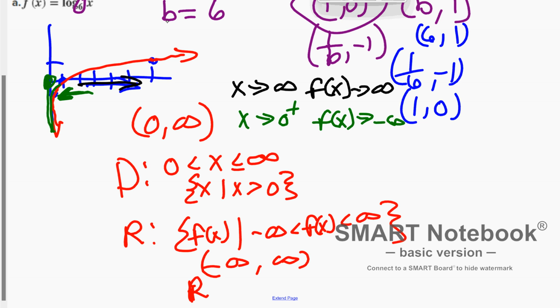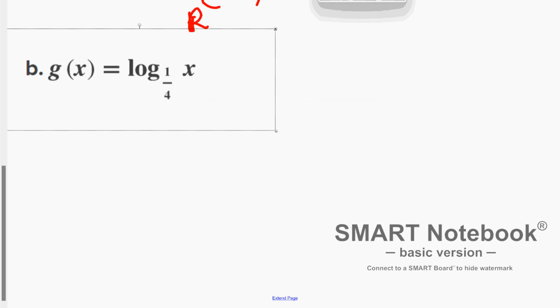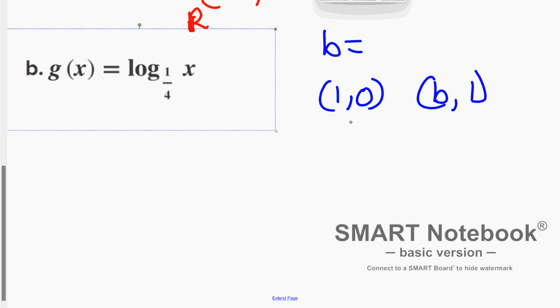So hopefully you can do that. Just find your base. Let me pause this. I'll give you a problem you can do on your own. Identify what your base is. Once you know what that base is, then you can write these points: b comma 1, and then 1 over b, negative 1. Once you have those points, then you can draw your smooth curve. And then you can label your domain, your range, and all that stuff.